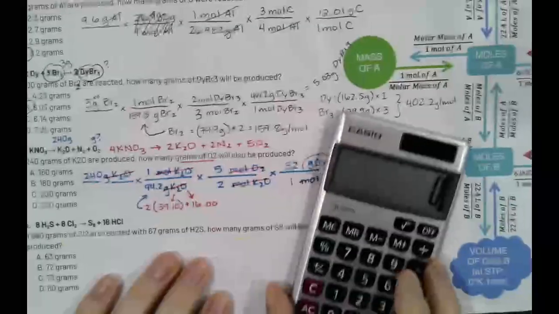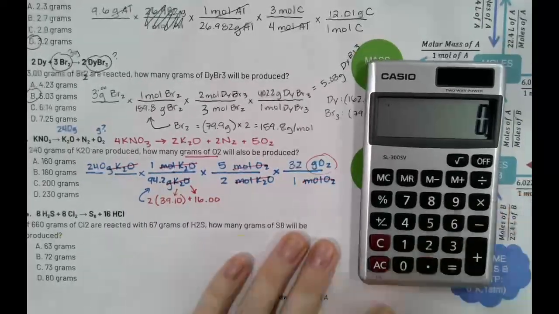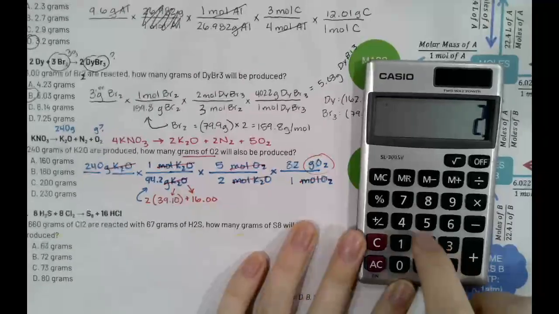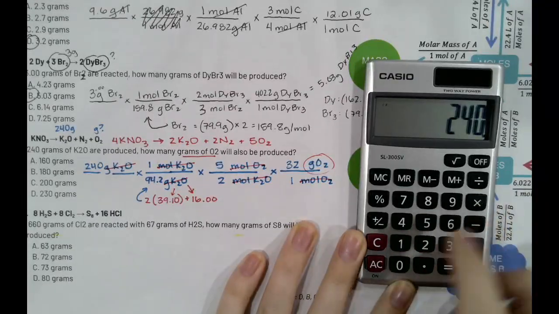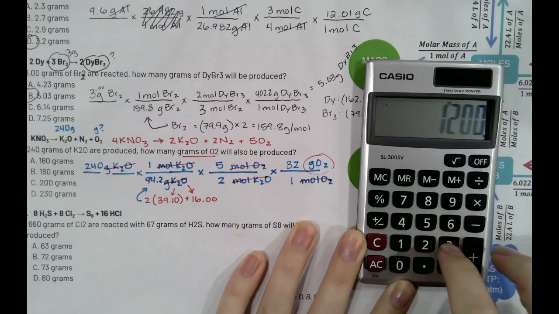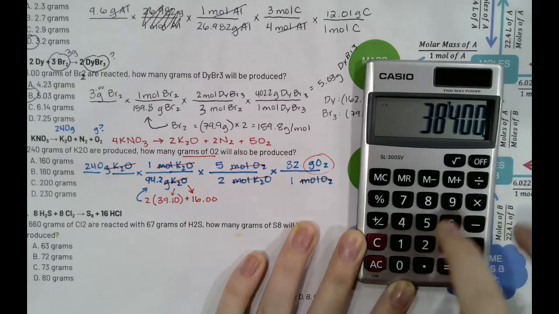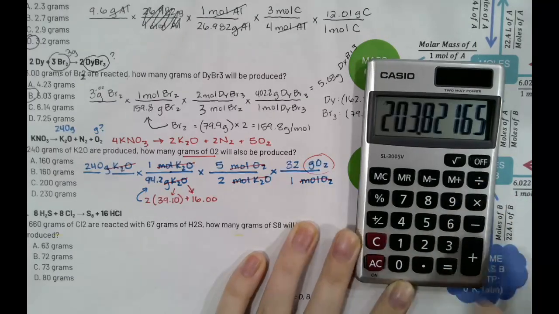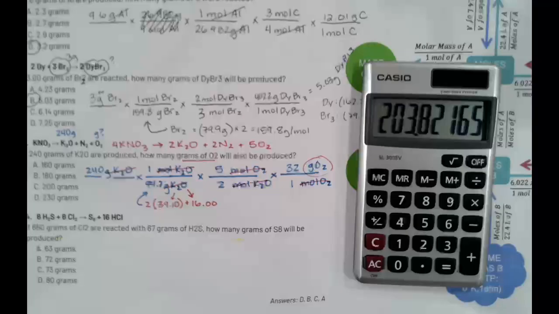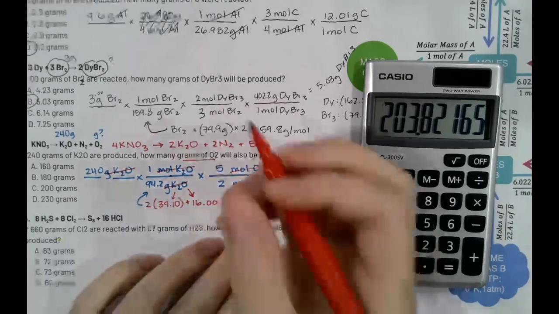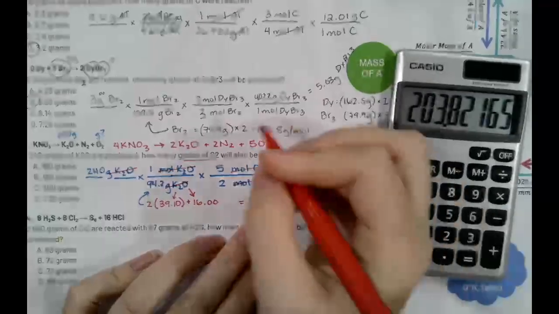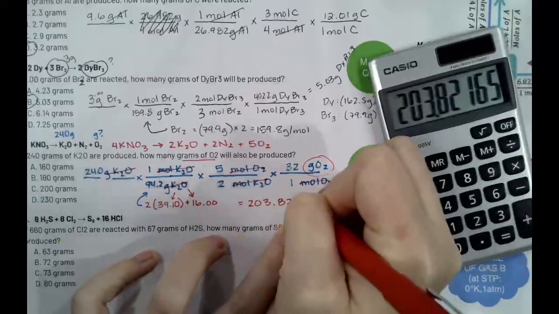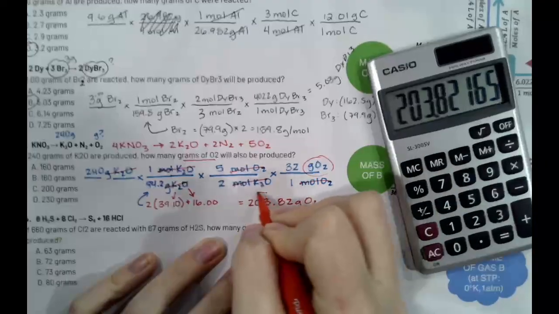On these calculators, the easiest way to do this, I'm trying to move it so you can see the numbers, is just to multiply everything across the top and then divide by every number on the bottom. So 240 times 1 times 5 times 32 divided by 94.2 divided by 2 divided by 1. Of course you could skip the ones, but where's the formula? Alright, we got as our answer 203.82 grams of O2. That's how much is produced.